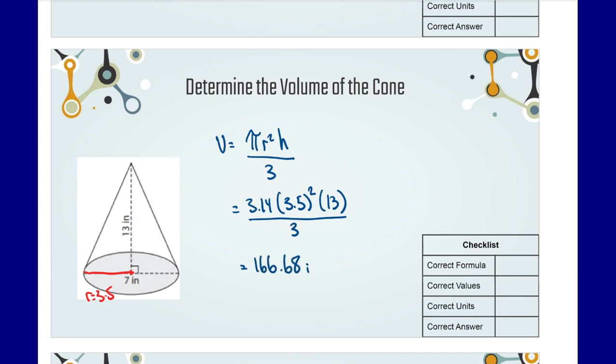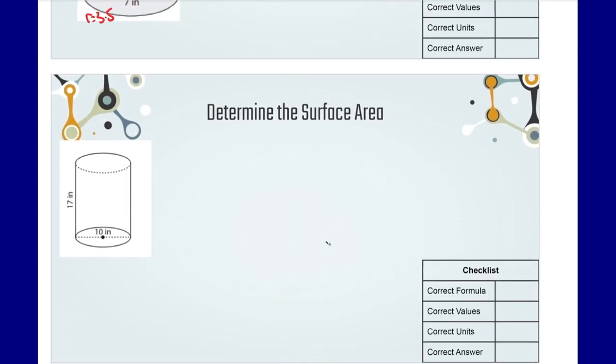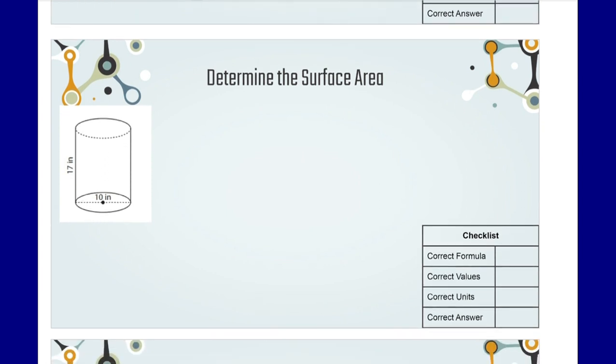166.68 inches cubed. Again, whether you use the pi button or 3.14, it may be off slightly. Next, we're going to look at the surface area. Now, the surface area is still for three-dimensional objects.